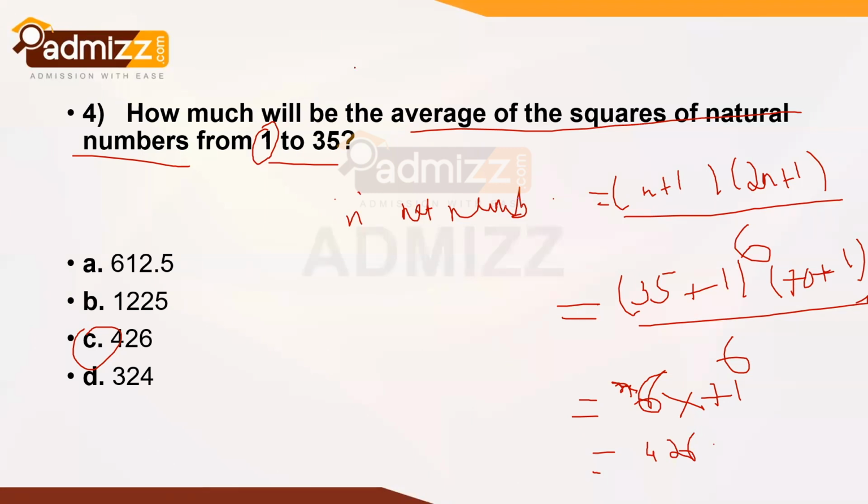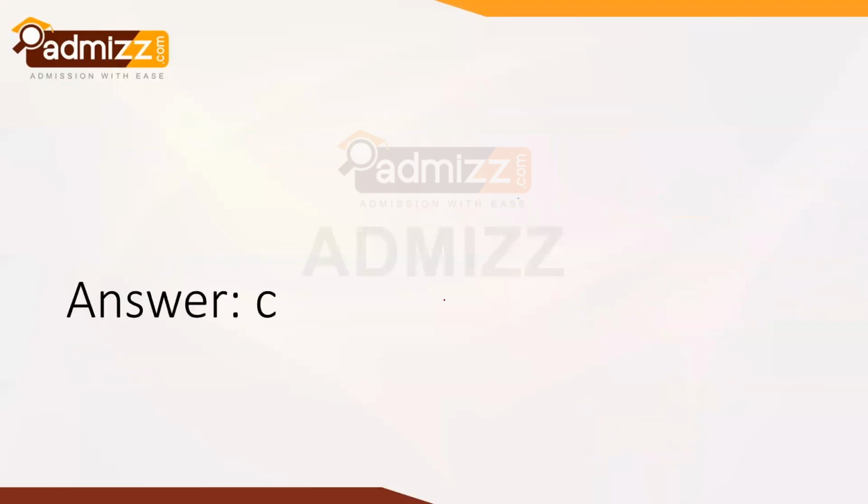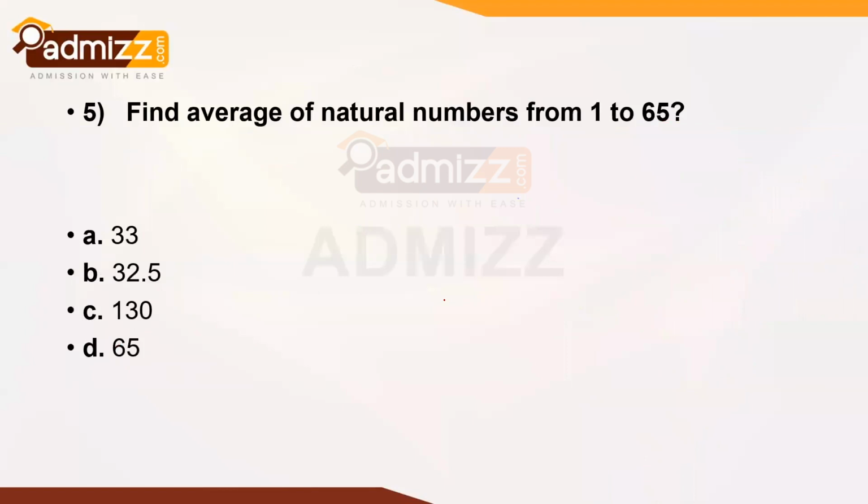Was this clear to everyone? Great. So with this done, let's move on to another problem. Find the average of natural numbers from 1 to 65.